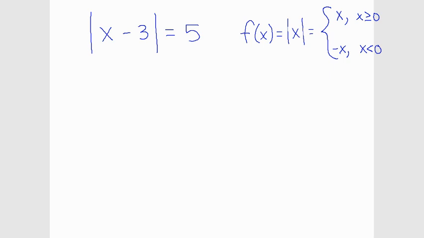So I've got three problems for you. My first one is the absolute value of x minus 3 equals 5. Now, I'm not going to get too crazy with it today. I'm just going to go over three examples. They're all pretty basic and straightforward.